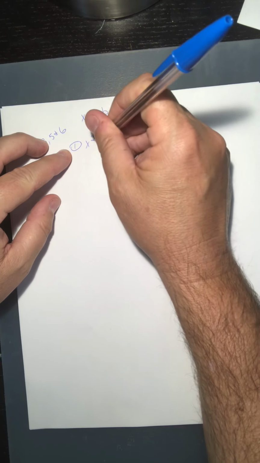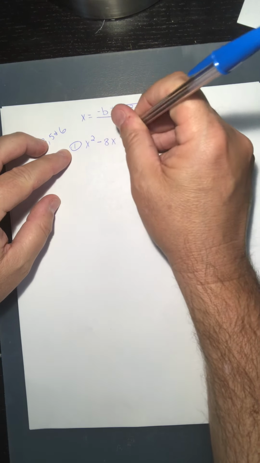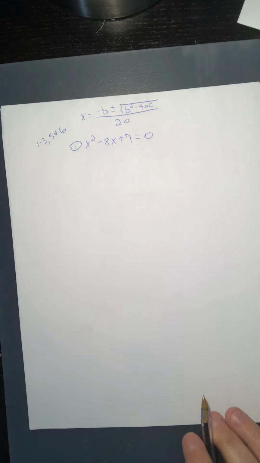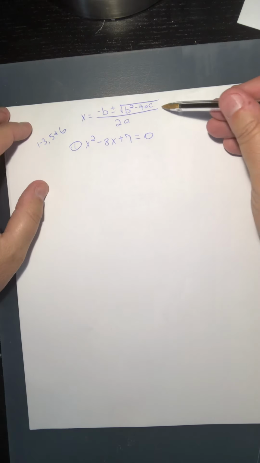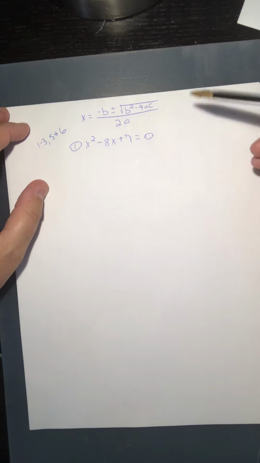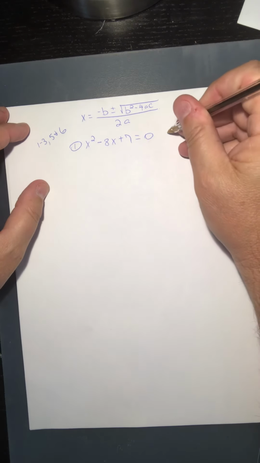It's x squared minus 8x plus 7, and that's equal to 0. The first thing we need for these to solve using the quadratic formula is that it has to be equal to 0. This one is equal to 0, so we're ready to get to work.